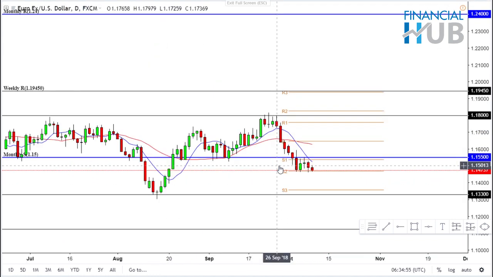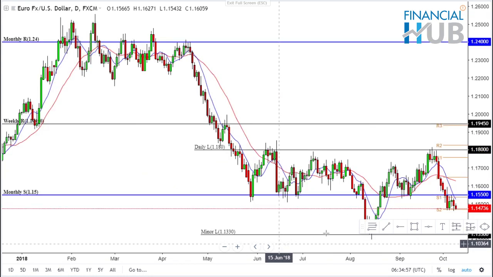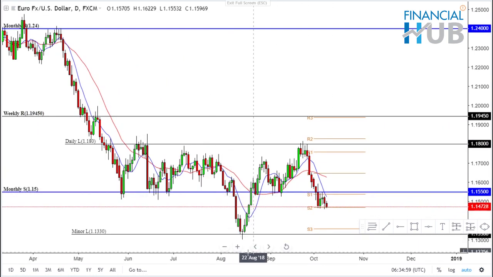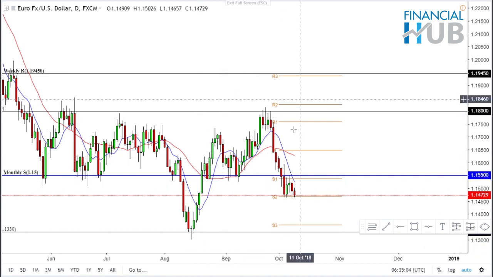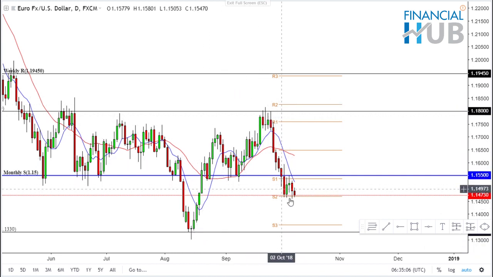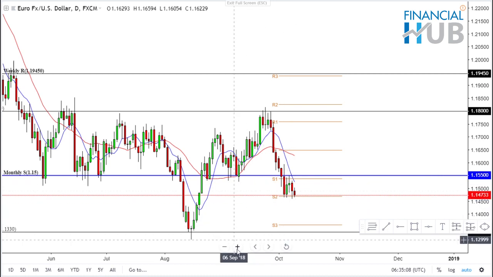And if I go down to the daily charts, these are my daily charts. On the daily chart, there was this consolidation for some time, higher lows and higher highs, but we were capped by this level and we came back lower. Now currently we are trading at S2.